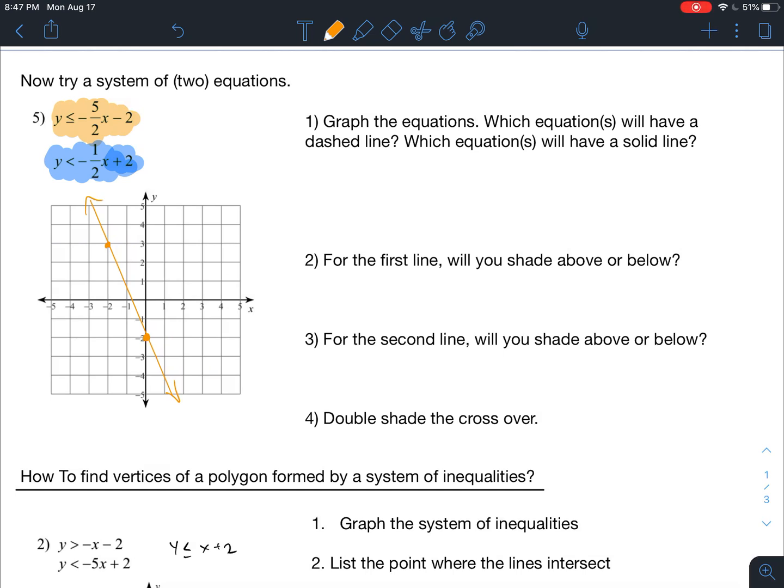Okay, now before we continue, is this line dashed or is it a solid line? So this one, since it's equal to, right there, it's going to stay solid. We're going to keep this as a solid line. So let's go ahead and write that in. Which equations will have a dashed line? y is less than or equal to negative 5 over 2 x minus 2, solid line.